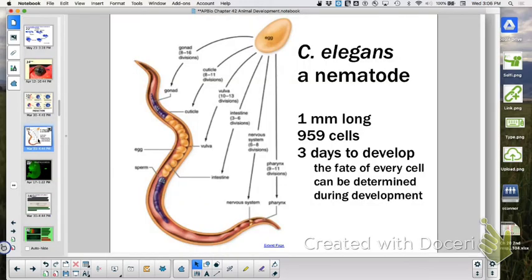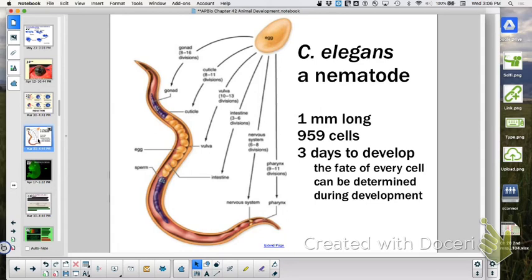elegans. It is a worm. It has been studied quite a bit. It's 1 millimeter long. It has a total of 959 cells, and it takes three days to develop. And they've done a lot of research on it, and they've looked to see, like, they know this cell will become this, and this cell will become this.